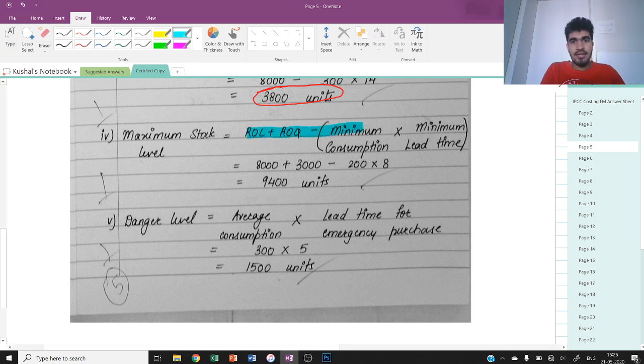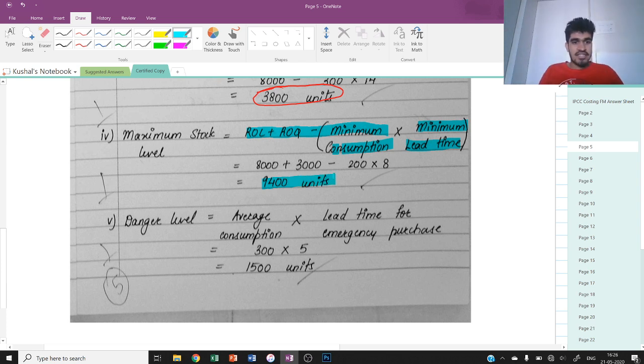ROL plus ROQ minus minimum consumption into minimum lead time. Once you solve this equation, you have the ROL computed above, you have the ROQ computed above, minimum consumption and minimum lead time is already given in the question. You get the answer as 9400 units.